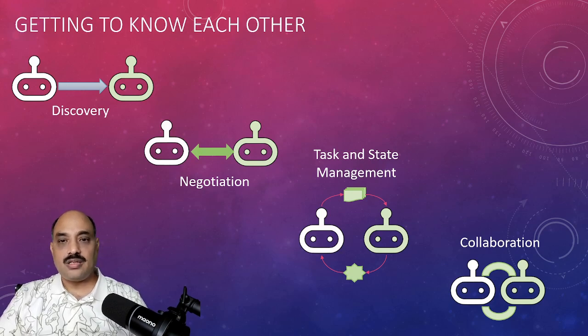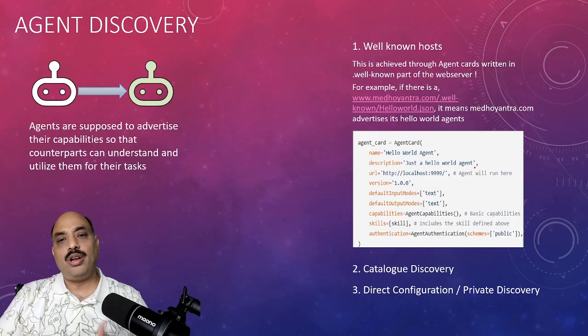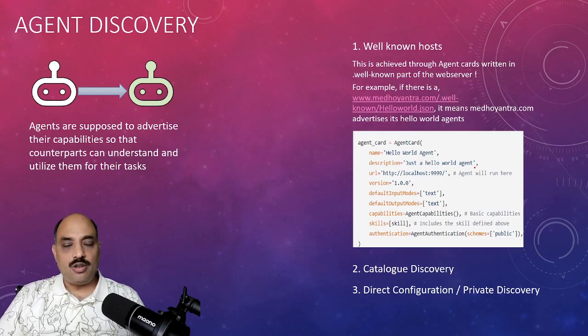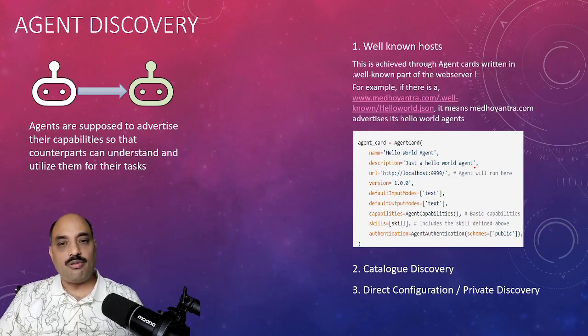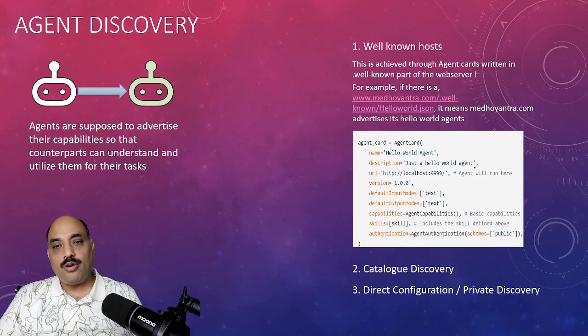The discovery phase usually follows the proper process of well-known hosts. We all know well-known hosts; it is defined by an RFC. So what we do is, in any of the domains in which we are hosting our agents, you learned what an agent is and how to build the agent, and you built the agent. Now you have to deploy it somewhere.